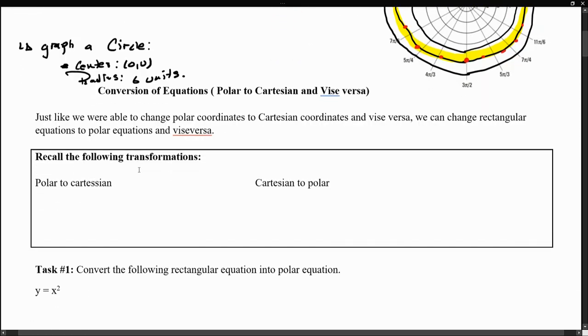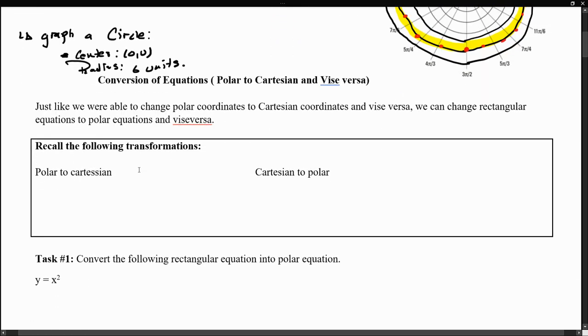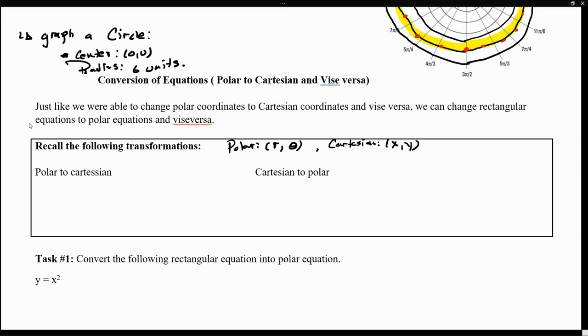Now let's go into something a little more complicated. But before we go into the actual task, which is the idea of conversion of equations, let's just review two things. Let's review how we can go back and forth between the polar and Cartesian planes. And again, recall that for polar, we have the coordinate point r, theta, or the radius in the circle, and for Cartesian, we have the coordinate point x comma y.